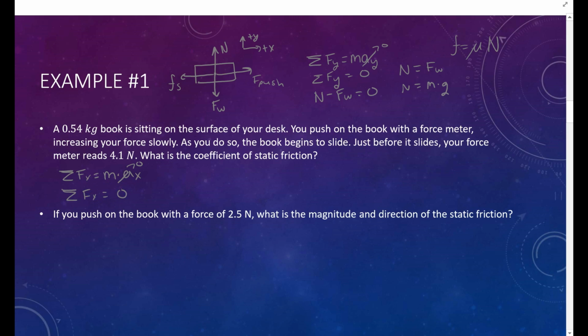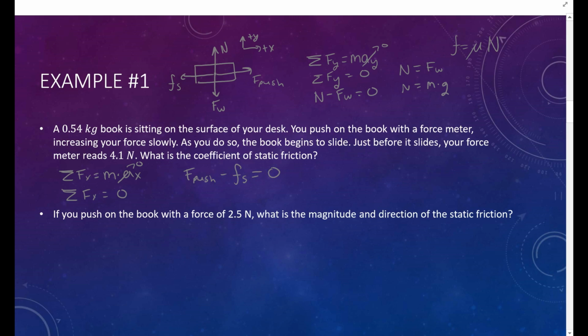Now we can take into account what are the actual forces in the x direction. The F push and the static friction. My push is in the positive direction based on how we set our equation up before, so that will be a positive force. My friction is in the negative direction, so that will be a negative force. So I have my F push minus my static friction is equal to 0.